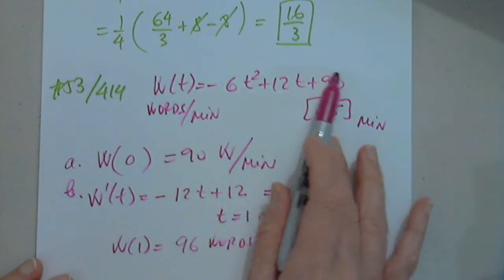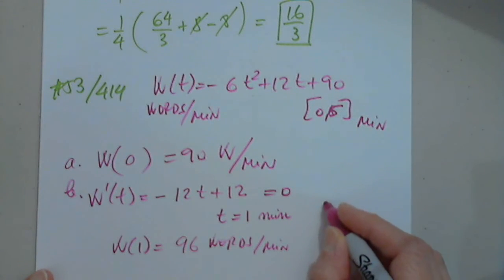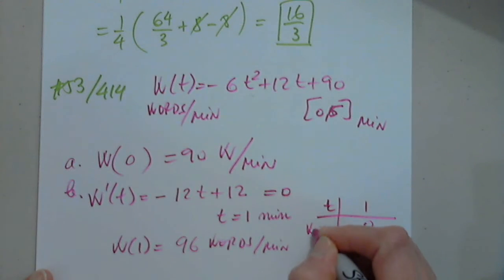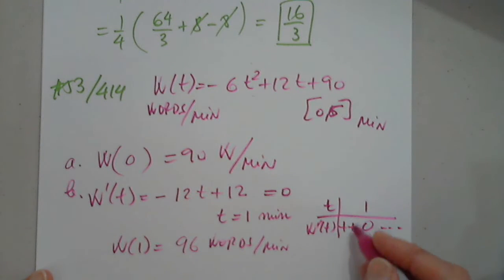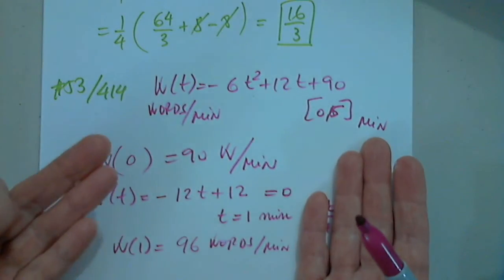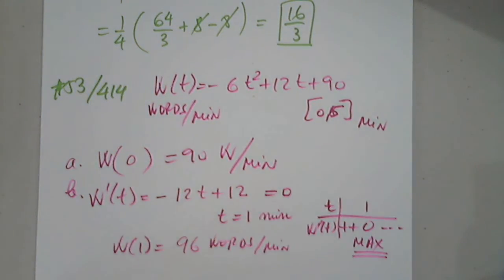Normally, if this were not a quadratic function, I would have kindly asked you to show t, 1, 0, W prime, and show the sign, which is positive and negative. So positive, negative, so this is definitely a maximum. But you can skip this, but you have to say it's quadratic, or I'm looking at the graph, right? So it's clearly a maximum. Okay, part C.